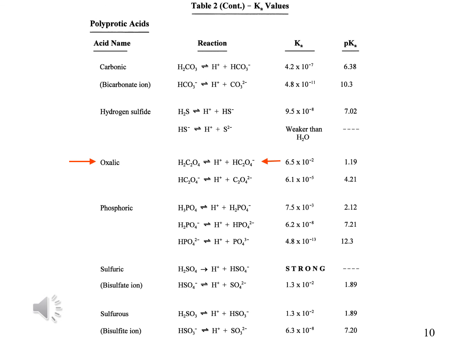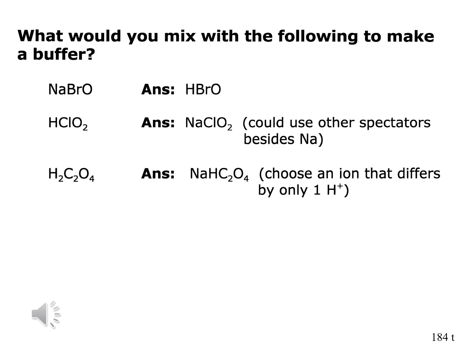If you only take one H off at a time, you can control the pH much better. So in order to do this absolutely correctly, you would want to replace only one H with an Na, and you would get sodium HC2O4.